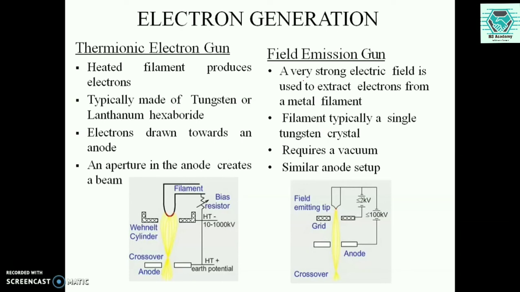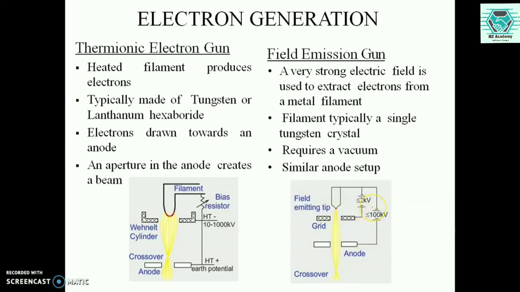Typically, the thermionic electron gun is made of tungsten or lanthanum hexaboride, and in the field emission gun, the filament is typically a single tungsten crystal. Electrons are drawn toward an anode in the case of the thermionic electron gun, whereas field emission requires a vacuum. In the diagram below, we can see how these guns function.